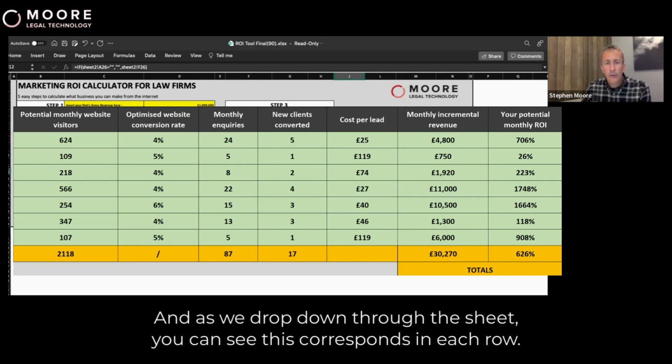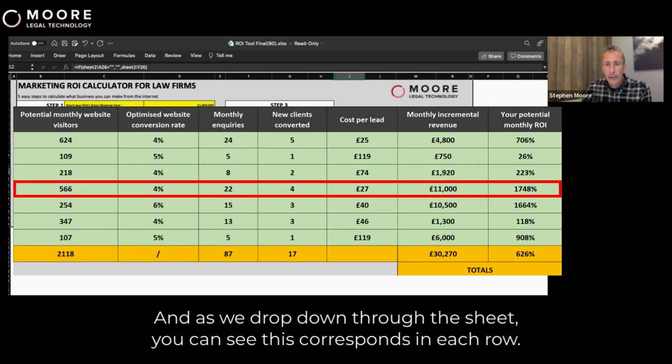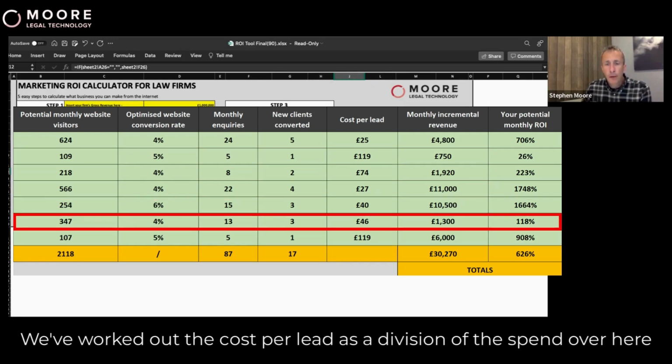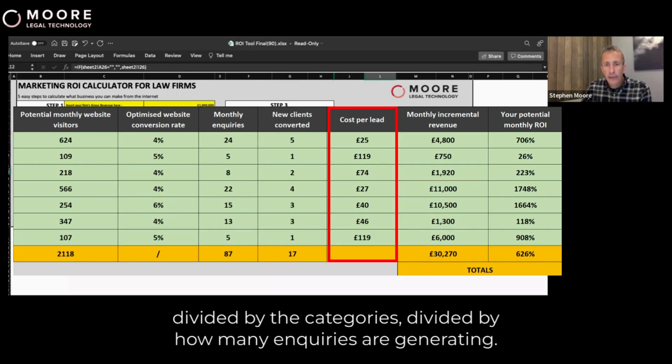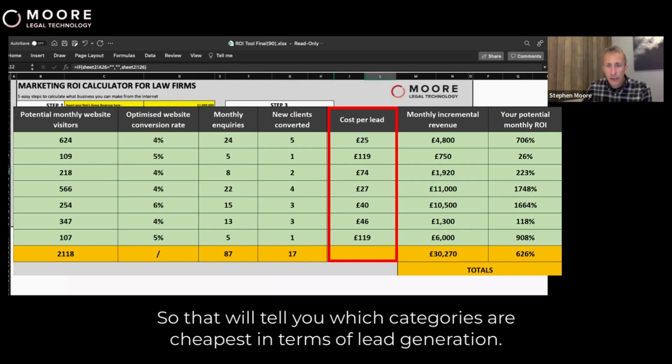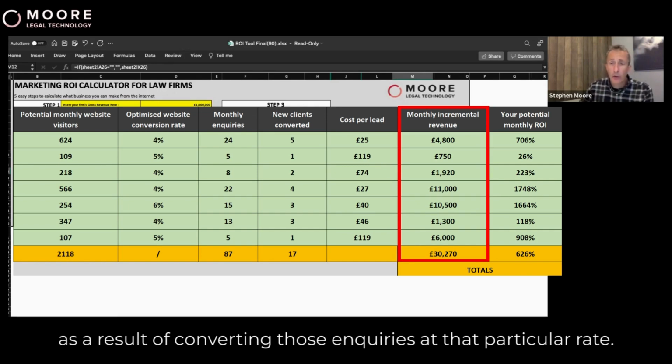And as we drop down through the sheet, you can see this corresponds in each row. Okay. We've worked out the cost per lead as a division of the spend over here, divided by the categories, divided by how many inquiries are generating. So that will tell you which categories are cheapest in terms of lead generation. And in the next column, what we've been able to do is work out here what your predicted revenue will be as a result of converting those inquiries at that particular rate.